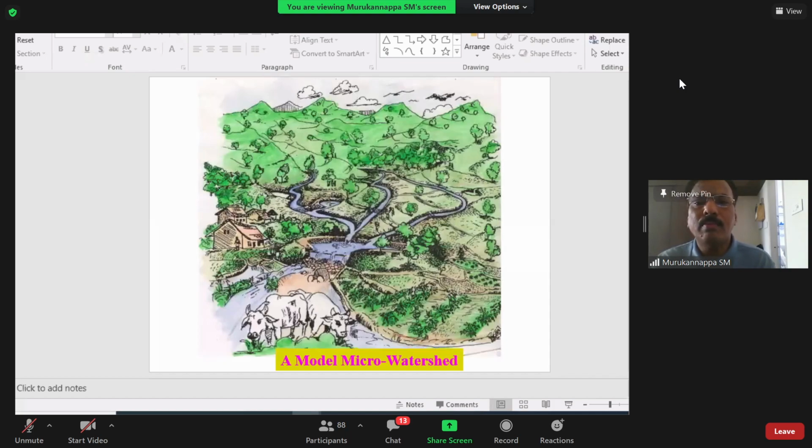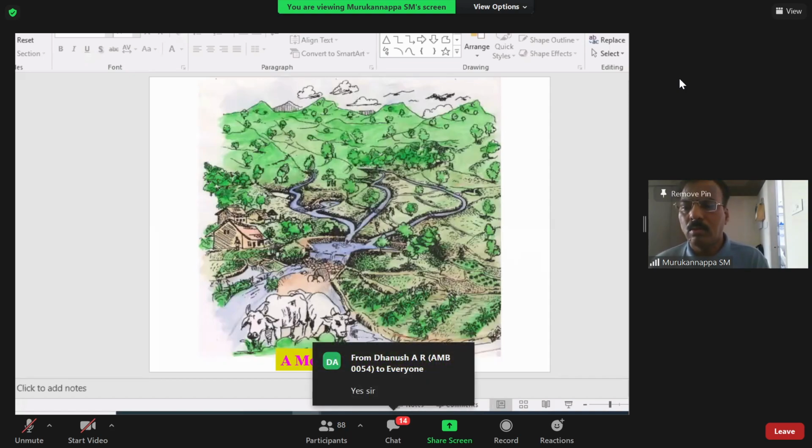Is it clear? Anyone? Please. Akshata Patil. Where is that Akshata Patil? Yeah, put a chat.